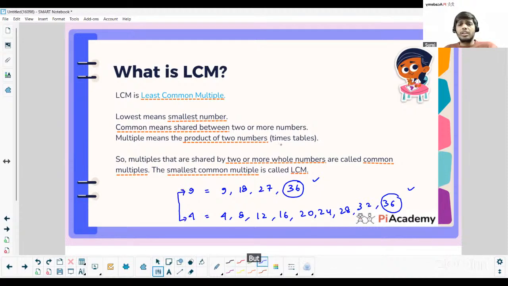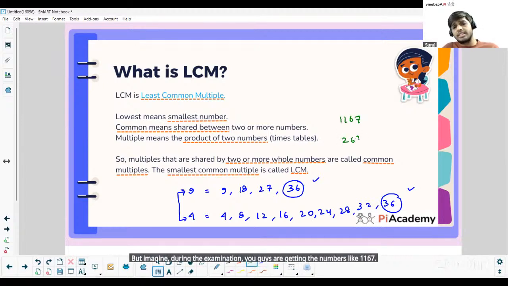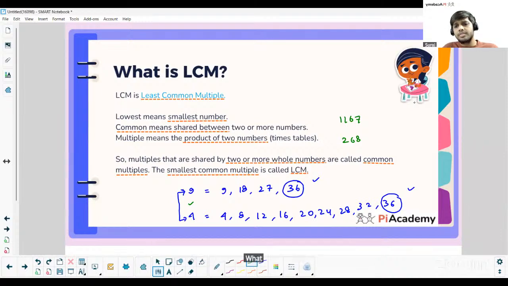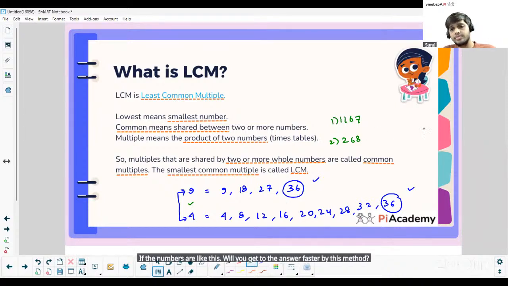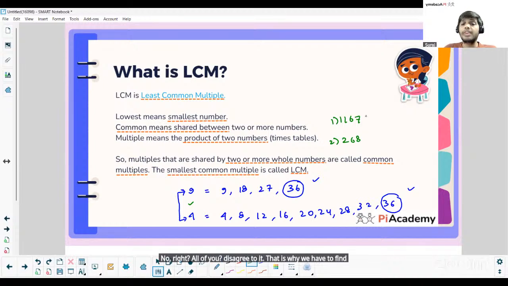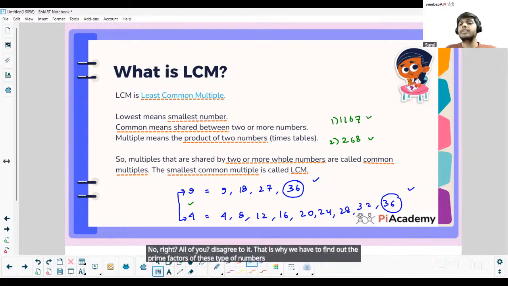But imagine during the examination, you are getting numbers like 1167 and 268. Do you think this method is going to be feasible enough for you to solve? What do you guys think? Yes, TG, what about you? If the numbers are like this, will you get to the answer faster by this method? No, right? All of you disagree. That is why we have to find the prime factors of these types of numbers to get to the final solution faster. We'll look at it with the help of an example too.